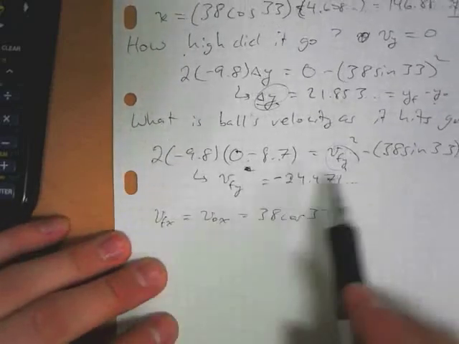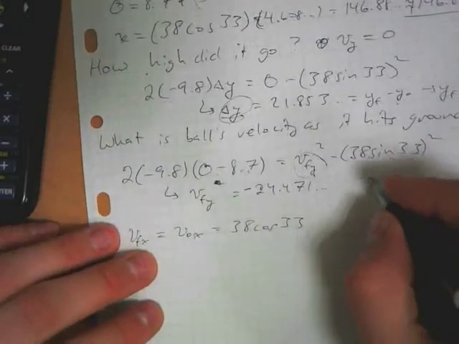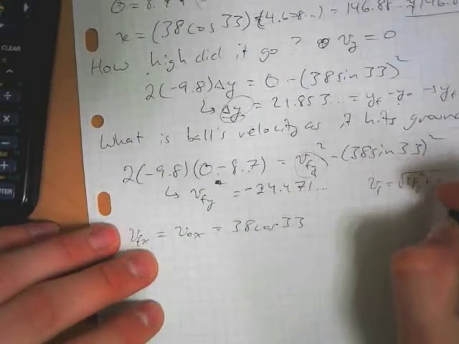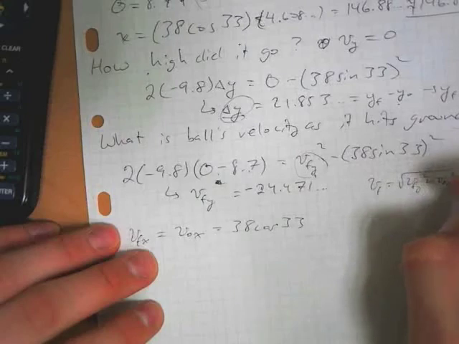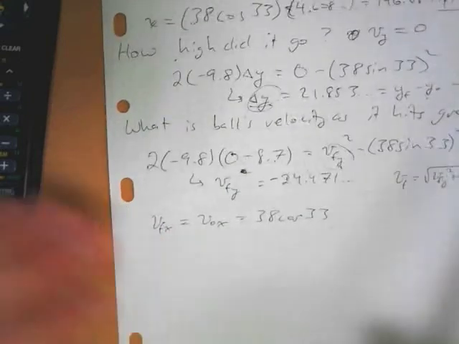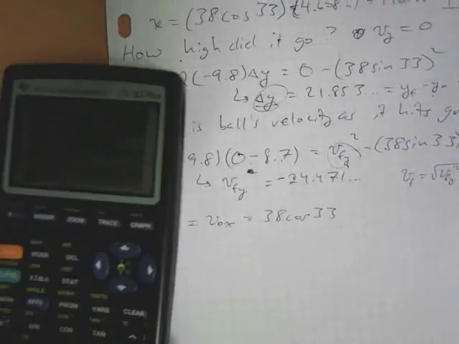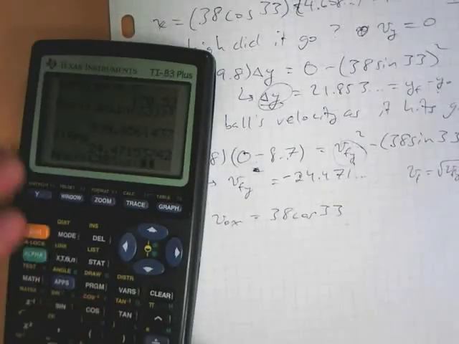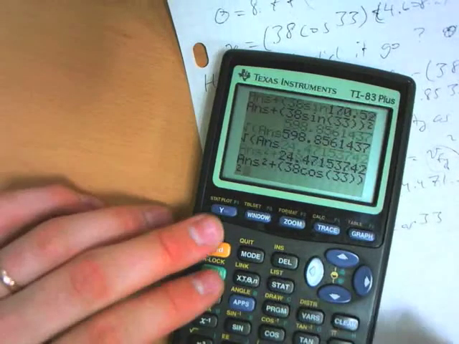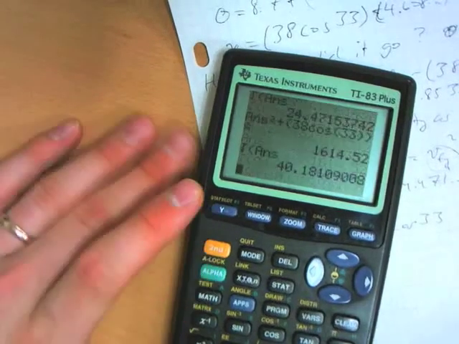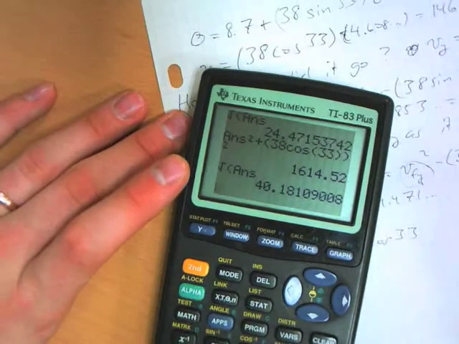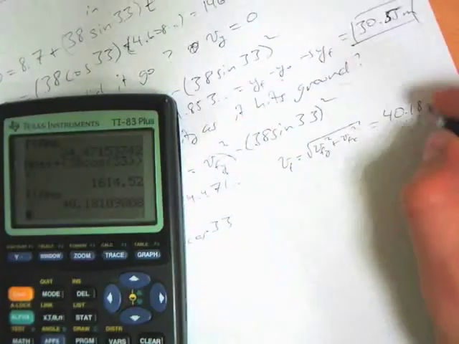Anyway, then our v final is the square root of v final y squared plus v final x squared. So I guess for that you didn't really need to square root it. But that squared plus (38 cosine 33) squared, square root. So our v final is 40.18 meters per second.